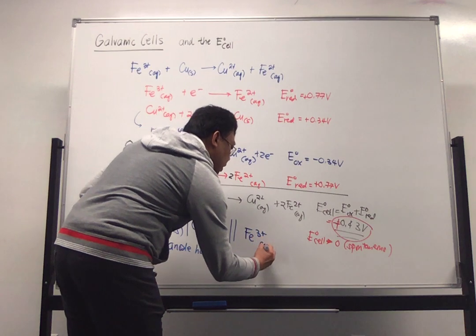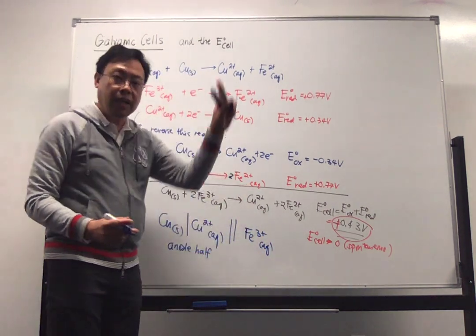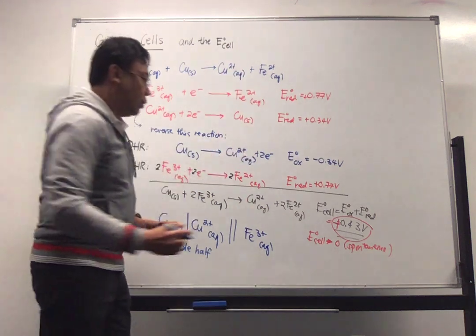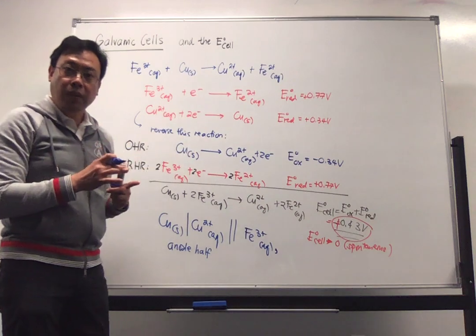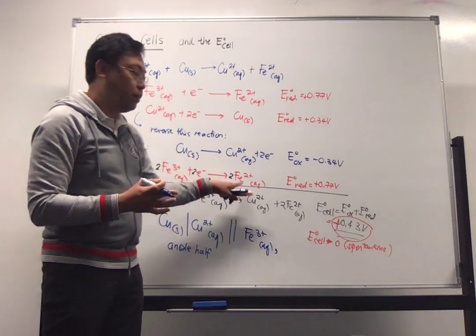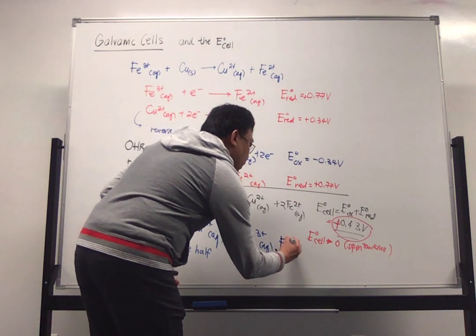Fe3 plus, aqueous. Now, since this one is also aqueous, I cannot use a bar. What we are using conventionally is just a comma, because they have to coexist in the same mixture because they are both dissolved in liquids, right? So Fe2 plus.